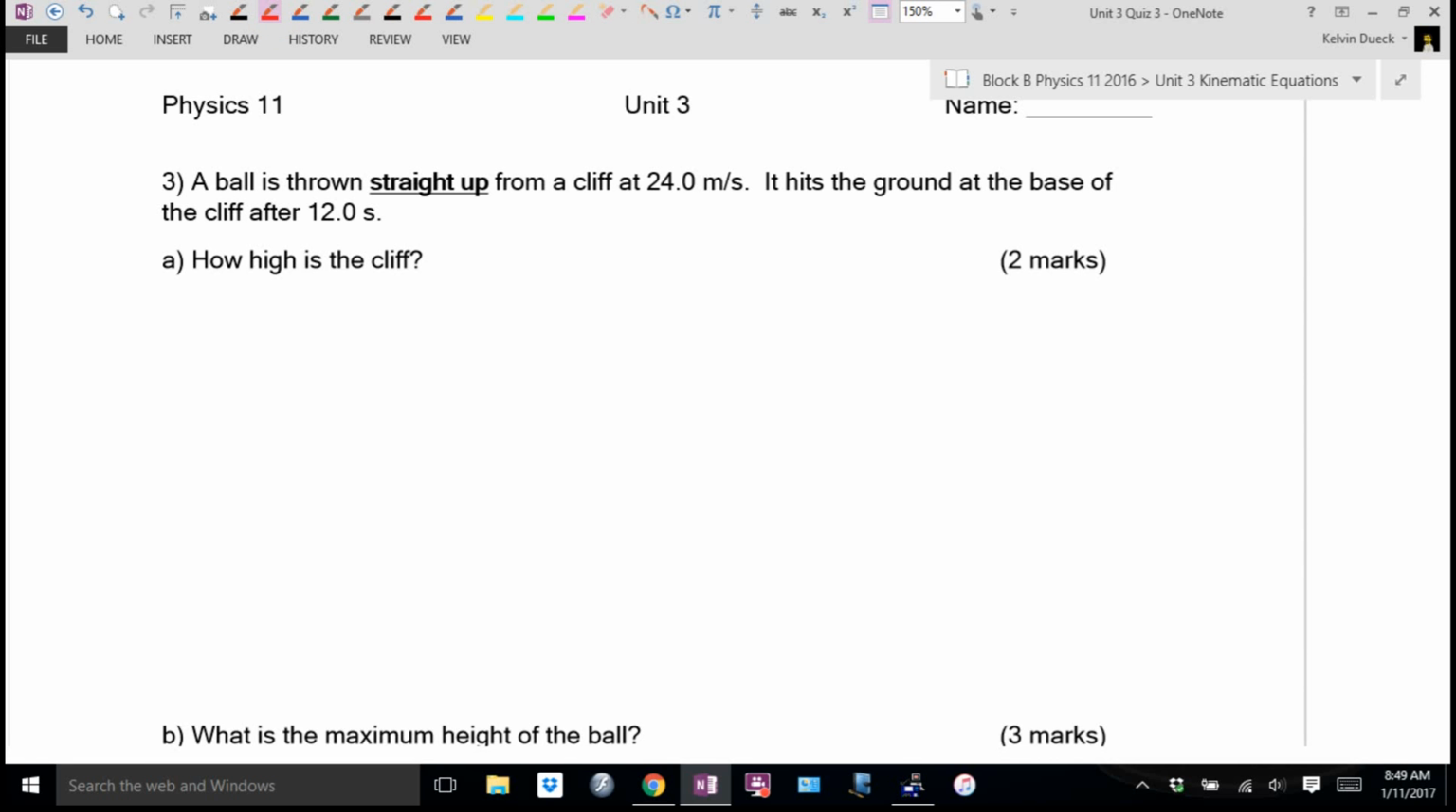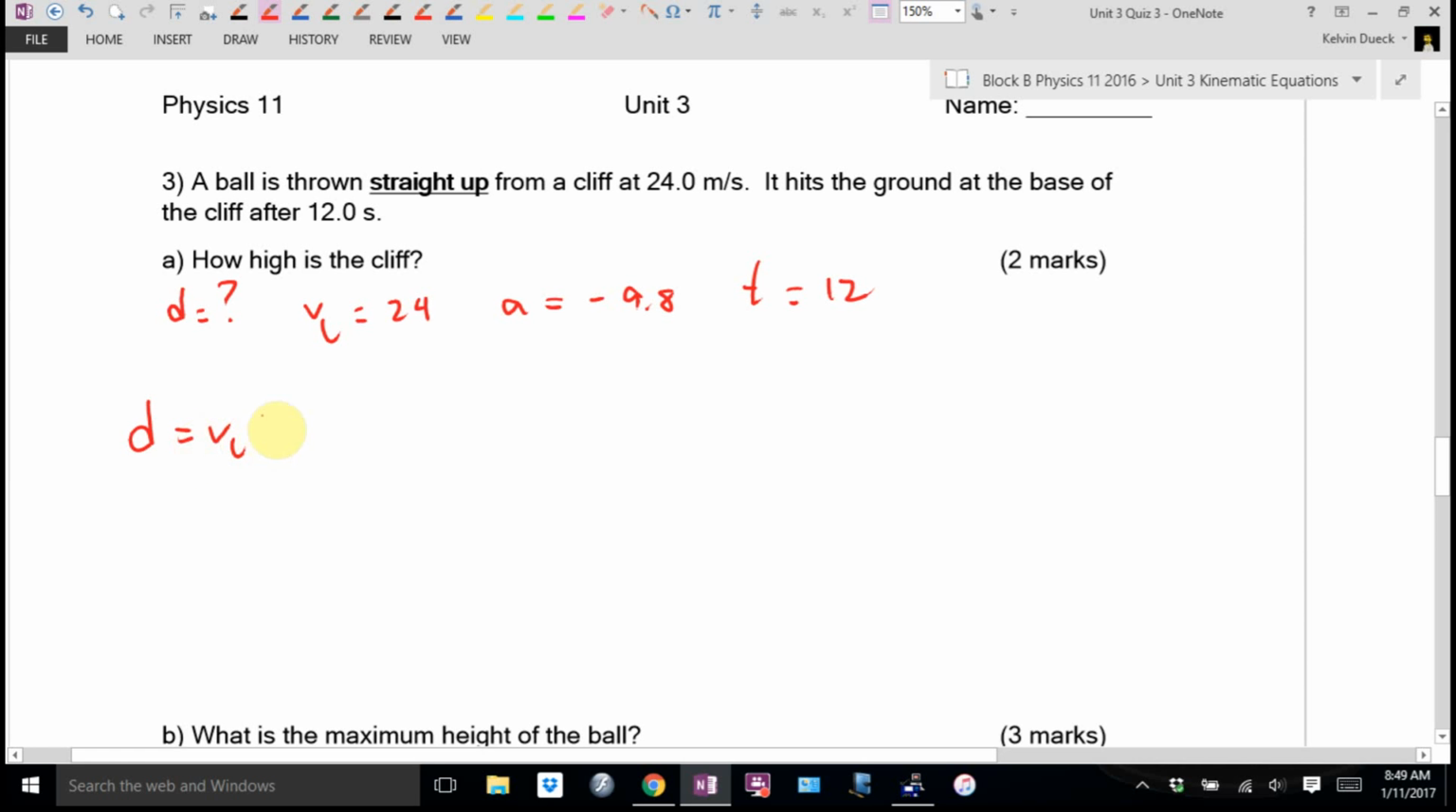A ball is thrown straight up from a cliff at 24 meters per second and hits the ground at the base of the cliff after 12 seconds. How high is the cliff? Looks like they want me to find a displacement. VI is 24, A is negative 9.8, T equals 12. So I'm going to use D equals VIT plus a half AT squared.